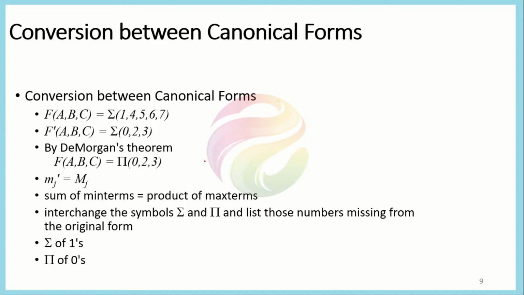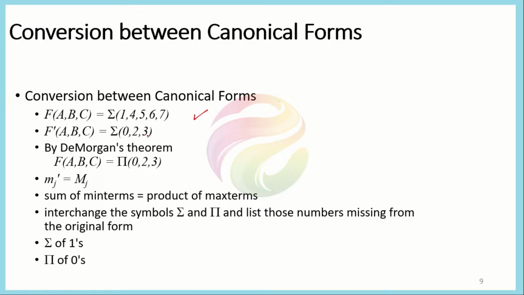Now we will look at a little conversion among the two canonical forms that we have discussed. Because we have said in the start that if a function of 3 variables is represented in this way, m1, 4, 5, 6, 7, it means for all these min terms we have a value of 1 at the output. The complement function will be represented as the summation of min terms on which we have zeros, which are these missing terms here, so 0, 2, and 3.